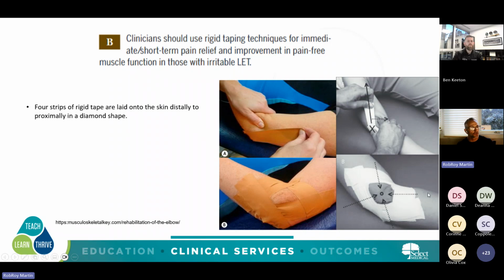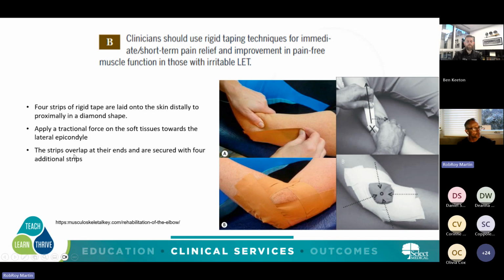And really what you're trying to do is just offload that lateral epicondyle. So these 4 strips are laid onto the skin, distal to proximal in a diamond shape. And your goal is to apply a traction force towards that lateral epicondyle. Usually these strips are going to be overlapped. And if you do it properly, you get what you call an orange peel in the center. So the tissue kind of pooches up or becomes a little bit wrinkly, showing that you are creating some traction in that area.